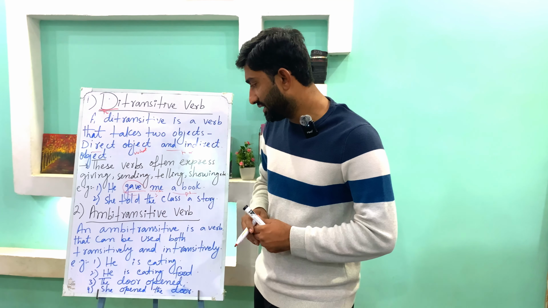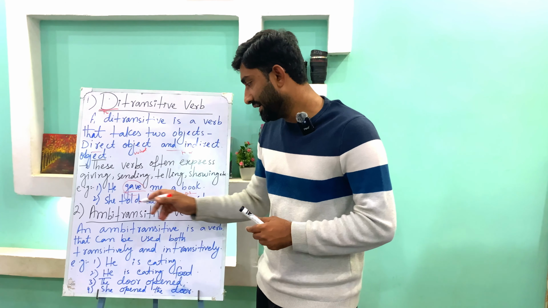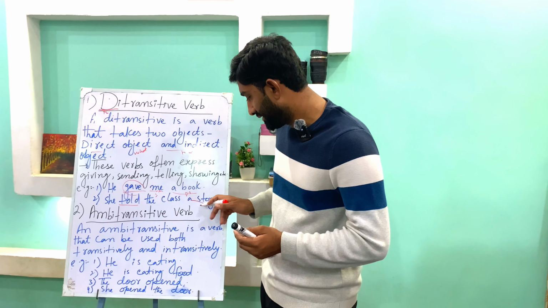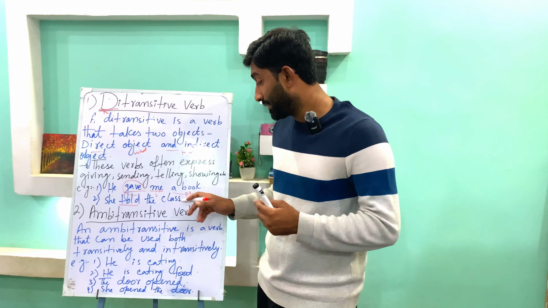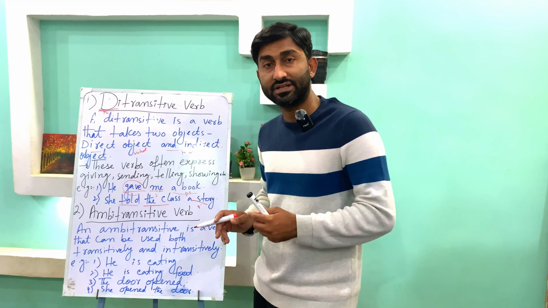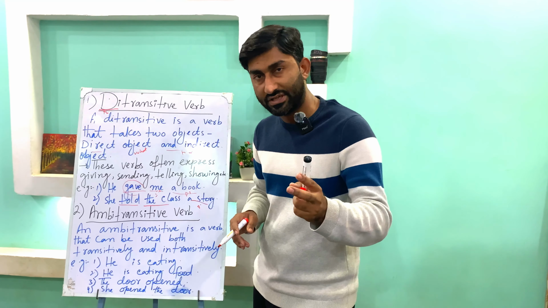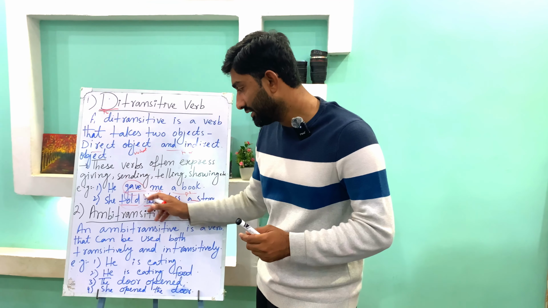Let's look at this example. She told the class a story. Now she told what? A story, direct object. To whom? To the class, indirect object. So similarly, this sentence also has two objects. So this verb is called ditransitive.